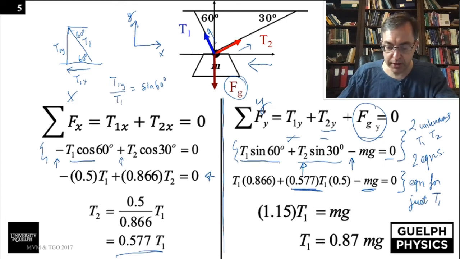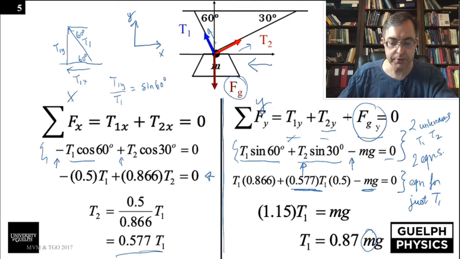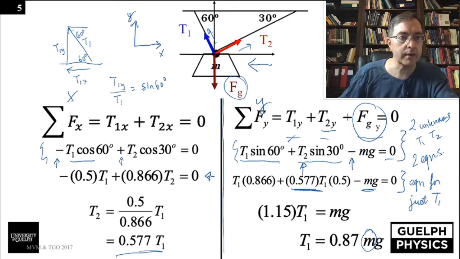Summing everything up, I get 1.15 T1 is equal to mg, or dividing by 1.15, T1 is equal to 0.87 mg. And if the question gave me what m was, I could figure out what the magnitude of T1 was.